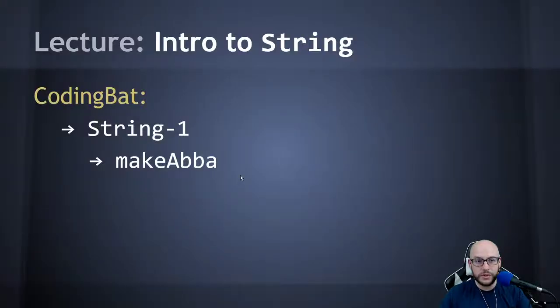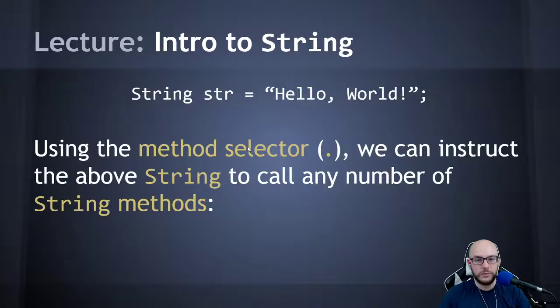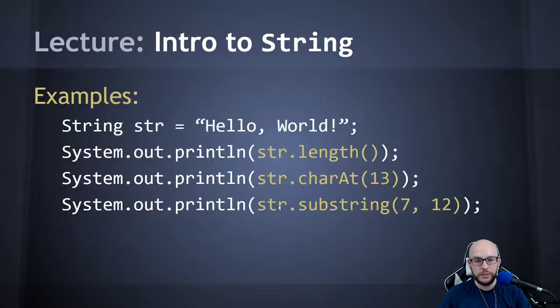So that's string concatenation. You just use the addition operator and you can piece together and make new strings. String methods can be called once a string object has been constructed. So once we have a string, we can use it, we can call methods. We can use the method selector to instruct a string to call any number of string methods. Here are some examples of methods that we are actually going to learn. Not all right now, but some.